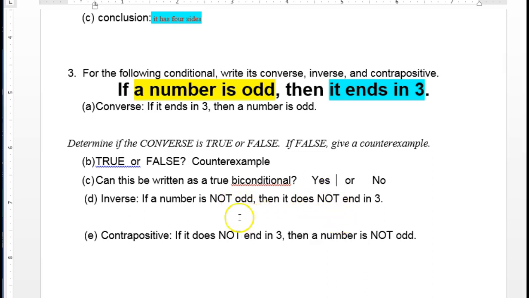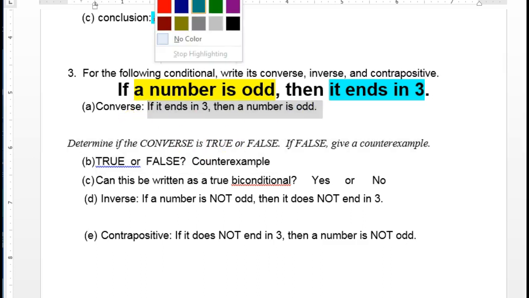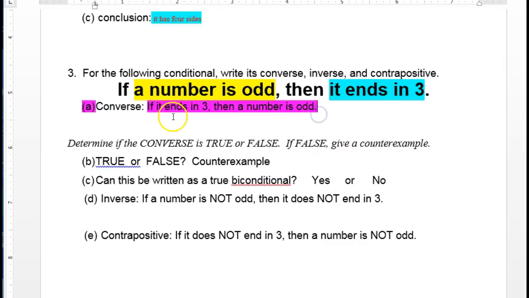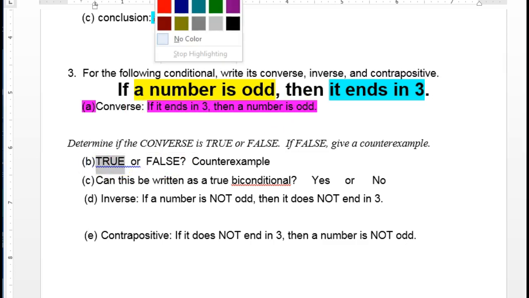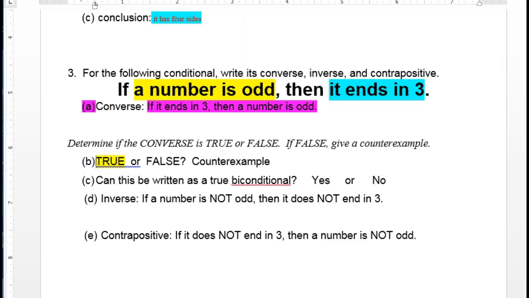So once I've done my converse, inverse, and contrapositive, I'm going to come back and do these other 2 questions. So this question says, determine if the converse is true or false. Each one of these has a place where it asks us that. So let's look at the converse. Here's the converse. Is this true or false? If it ends in 3, then the number is odd. Well, that's true. If it ends in 3, 0, 3, 13, 23, it's odd.